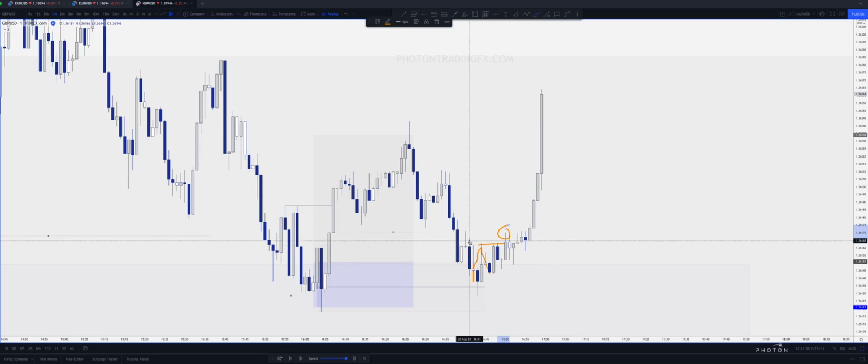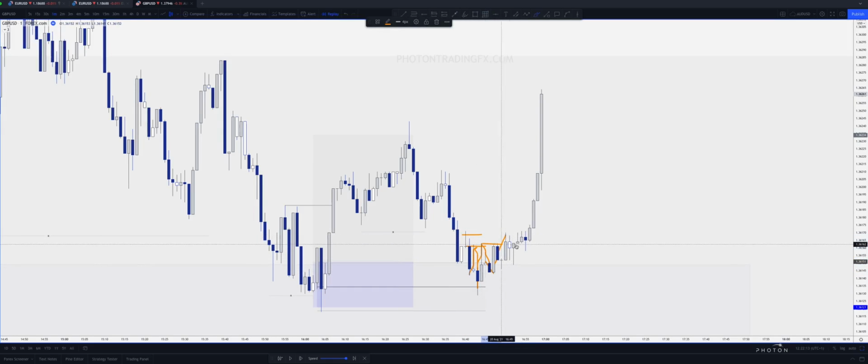We break up above it. We don't quite get a change of character, so this is the more aggressive stance, right? Actually, no, we do. Ignore me, because that's the inside bar, right? So we pull back, we come down, we get a change of character, right? We react from that fractal supply there.